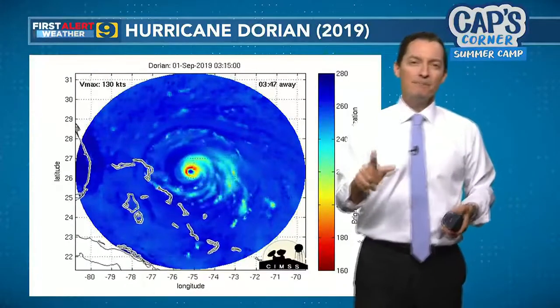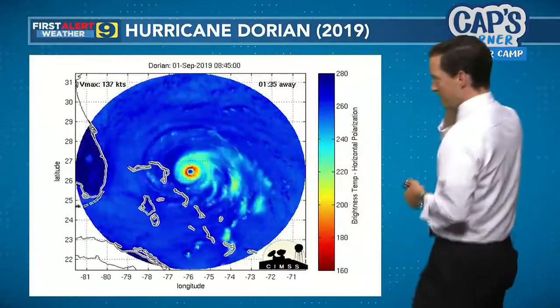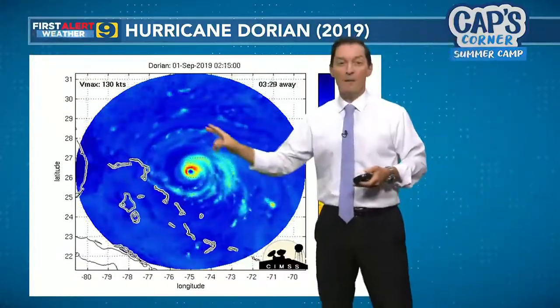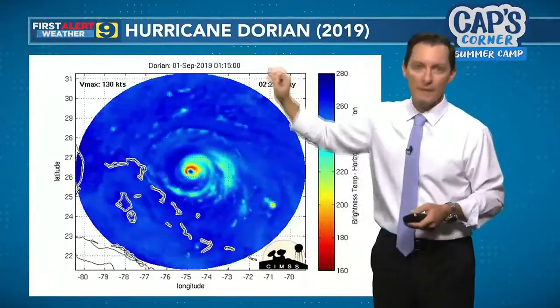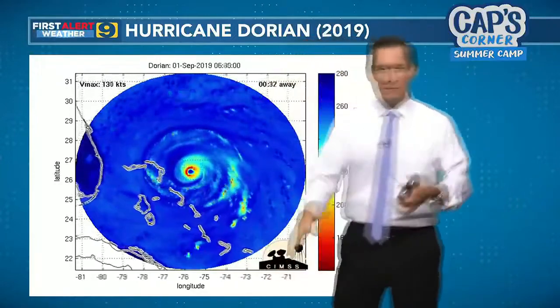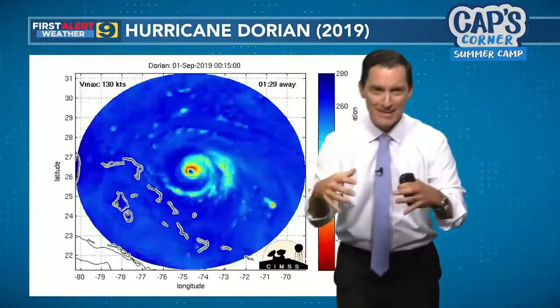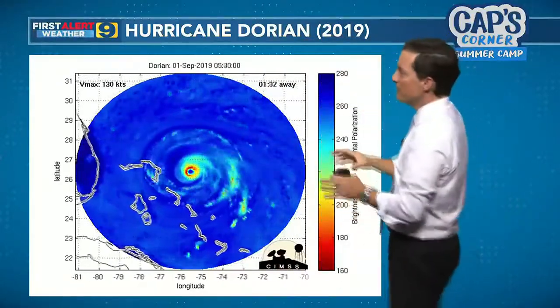There's one other type of satellite imagery I wanted to show you today. This is what we call a microwave satellite image. This is, again, Hurricane Dorian in 2019, moving into the Bahamas. Remember the one I was showing you that was really zoomed in on the eye, had all that detail? This is a little bit different.